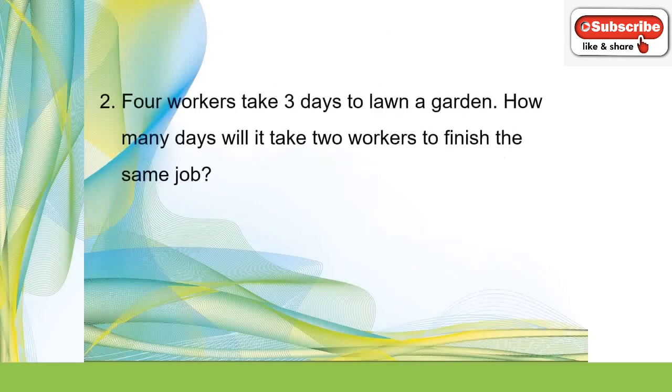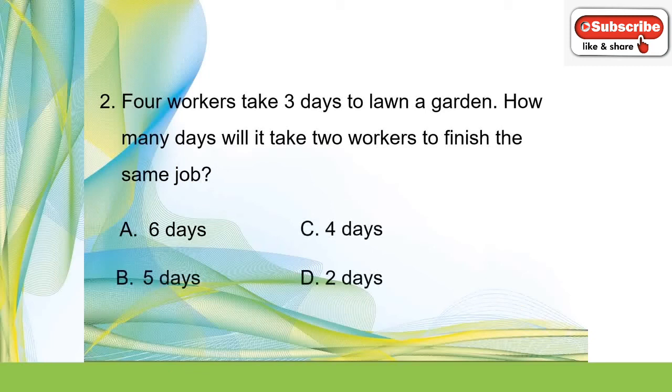Number 2. 4 workers take 3 days to load a garden. How many days will it take 2 workers to finish the same job? A. 6 days. B. 5 days. C. 4 days. D. 2 days. Write your answer now. Time is up. The correct answer is letter A.